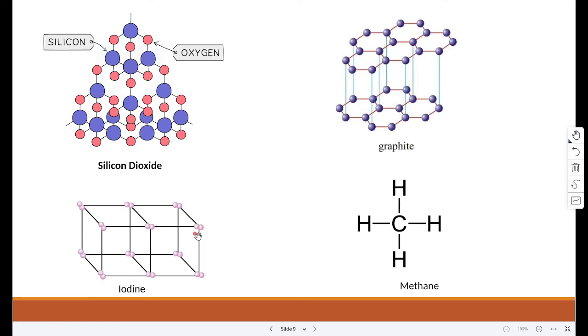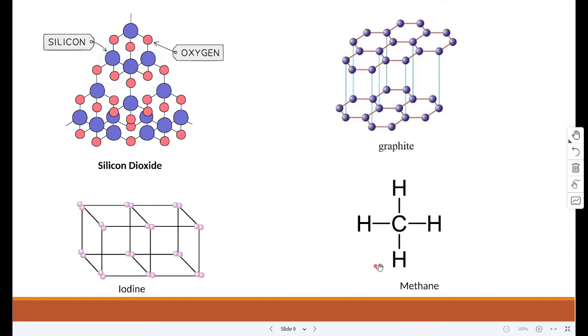Then we have iodine. So iodine is a non-metallic nearly black solid at room temperature and has a glittering crystalline appearance. The molecular lattice contains discrete diatomic molecules, as you can see that it is a diatomic molecule, which are also present in the molten and the gaseous states.